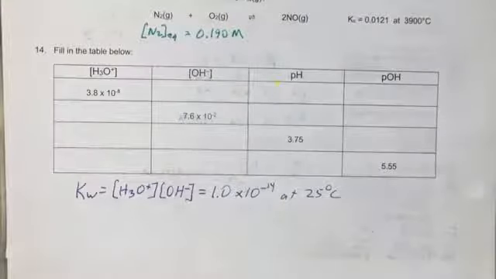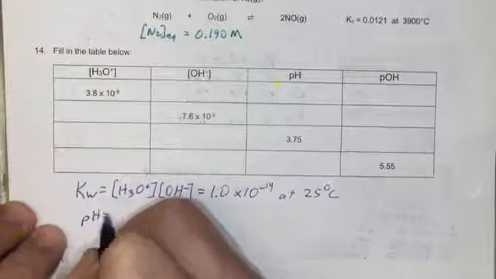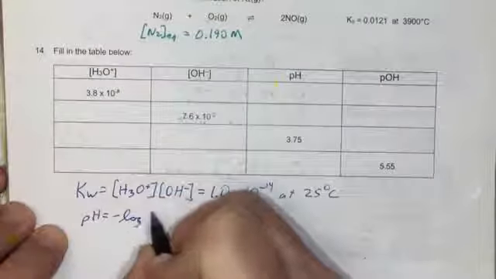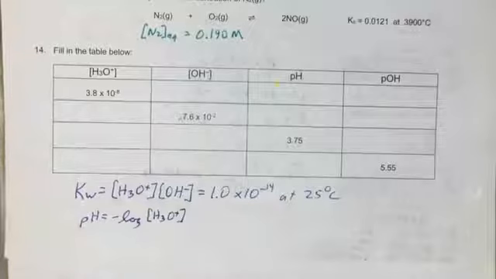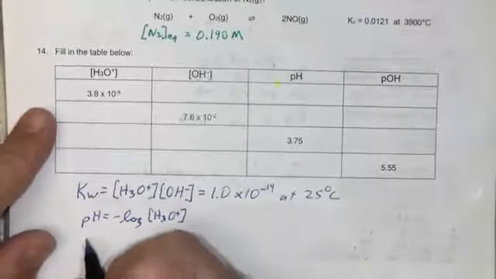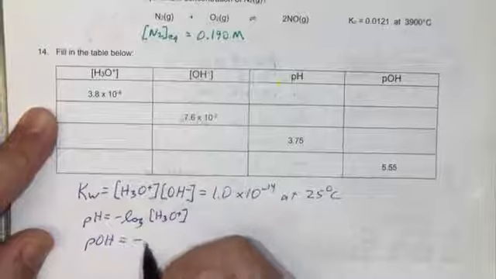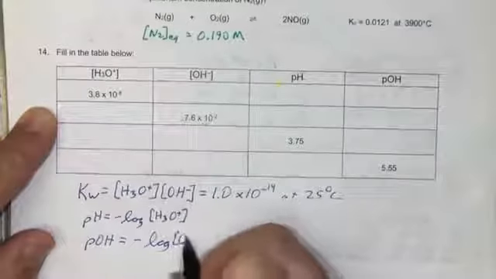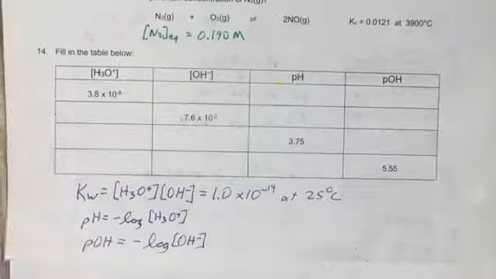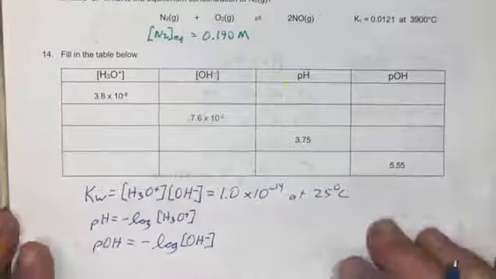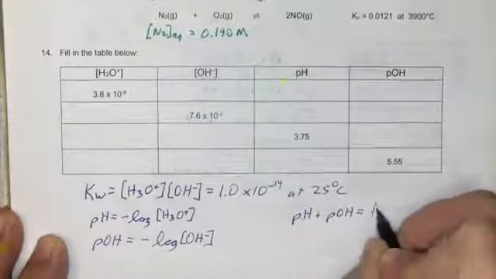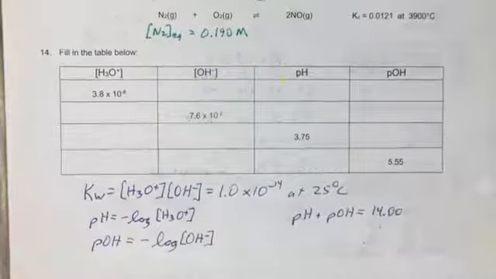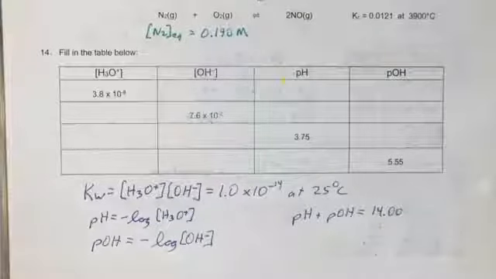The next relationship that you need is that pH is defined as negative log of the concentration of the hydronium cation. pH is negative log of the hydronium cation. And pOH is defined as negative log, and this is a base 10 log, of the concentration of hydroxide. And then one other thing that will help you solve these problems will be to know that pH plus pOH is equal to 14. So these relationships will enable you to quickly determine every one of the values on this table.